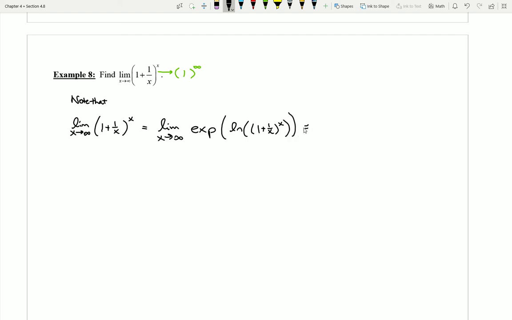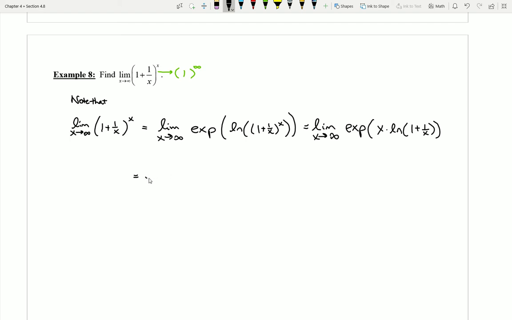Now, I can go ahead and rewrite this one more time by saying this is going to be e raised to the power of x times the natural log of 1 plus 1 over x. That is, I took that power of x and I pulled it down to the front using natural log properties. Now again, I can have my limit bypass my e and move up into the power.